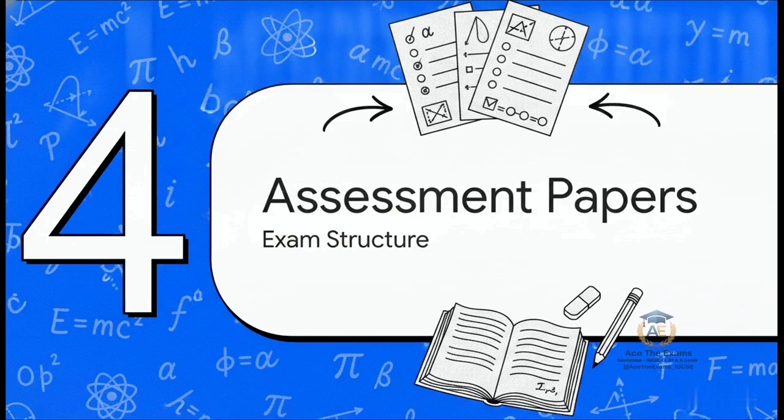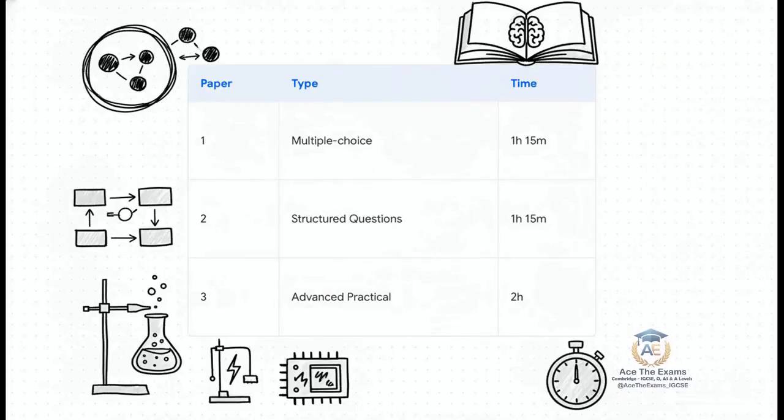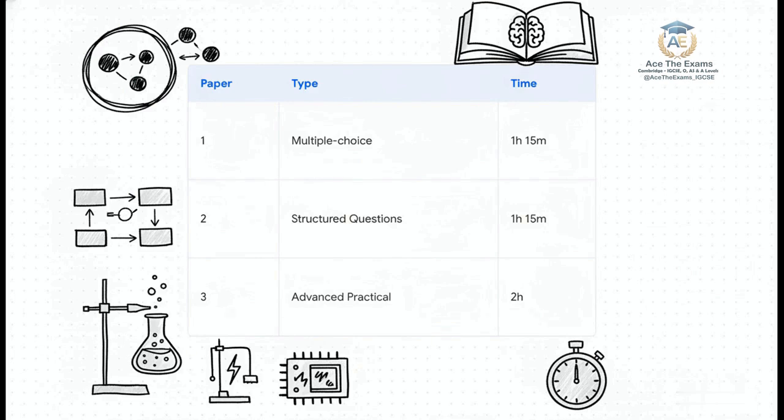Moving on to Section 4, the assessment papers. This is the main event. Okay, if you're on the AS level track, you are going to face 3 distinct papers. Paper 1 is your multiple choice exam, clocking in at 1 hour and 15 minutes. Paper 2 tests your ability to tackle structured questions, also 1 hour and 15 minutes. And then paper 3. Remember that standalone topic 26 we talked about earlier? This is where it comes into play. Paper 3 is a 2-hour hands-on examination of your advanced practical skills. So, 3 papers, 3 completely different formats to master.